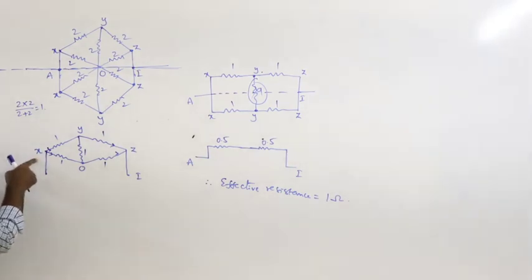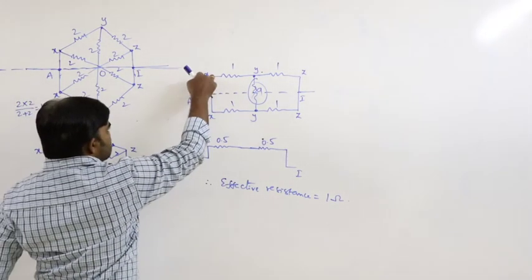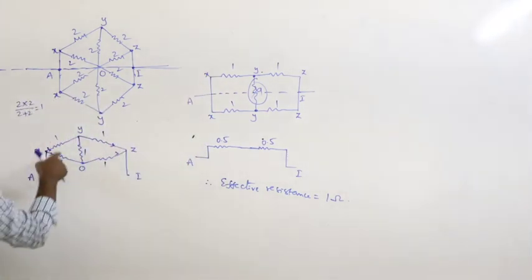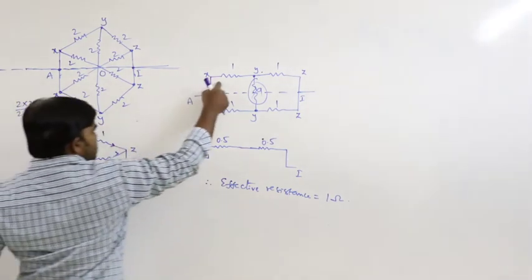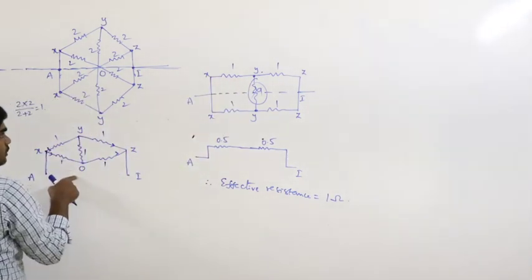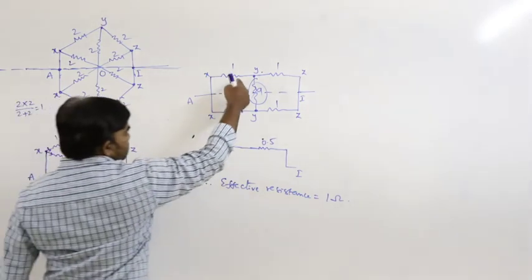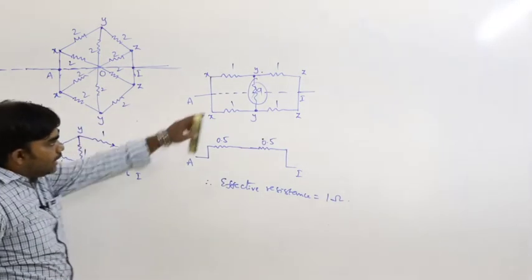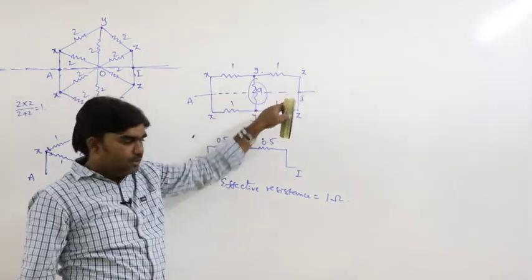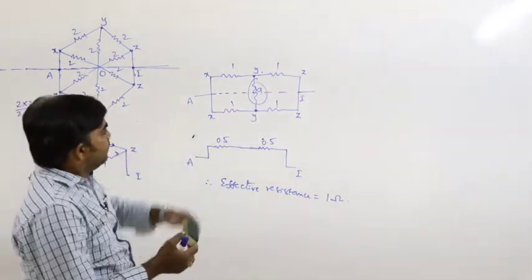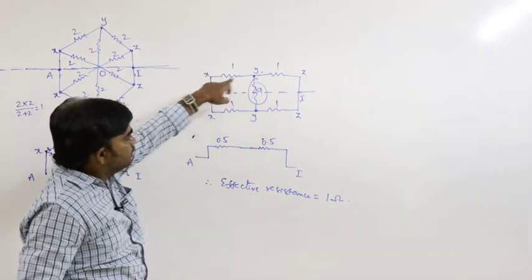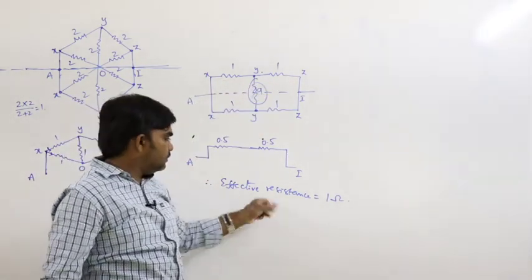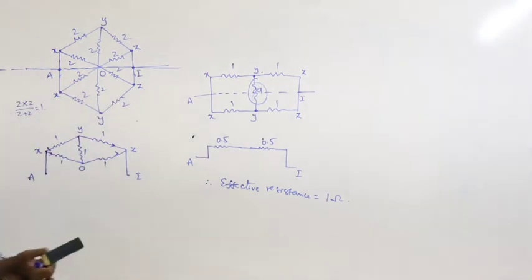But here A and X are at the same potential, and I and Z are at the same potential. See here, A and X are at the same potential. From X, we have two resistances, X to Y 1, X to Y this one. So that's why this is one and this is one. Again, I am applying the folding symmetry. So finally this one and this one are in parallel, this one and this one are in parallel. Effective resistance is 1 ohm.